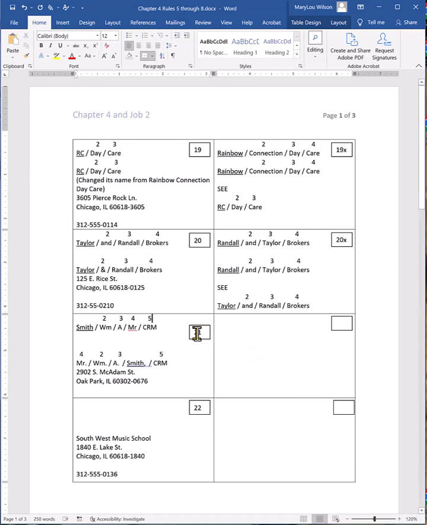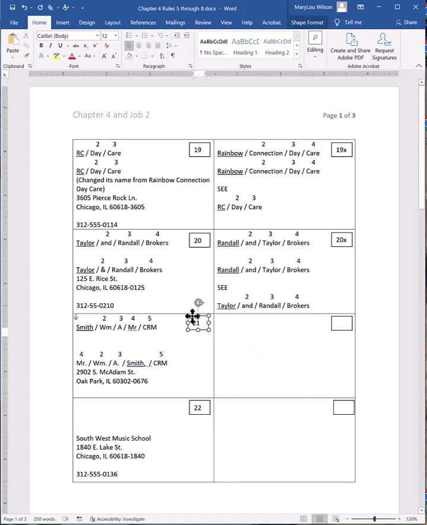Now, there is no reason for this to be cross-referenced. There's not a different name. There's not a change of name or anything. So there will be no cross-reference for record number 21. Let's go to record number 22.